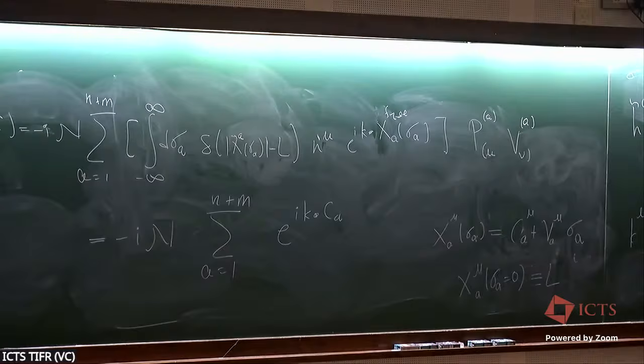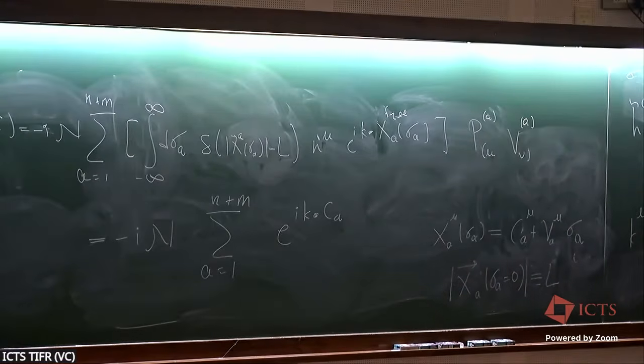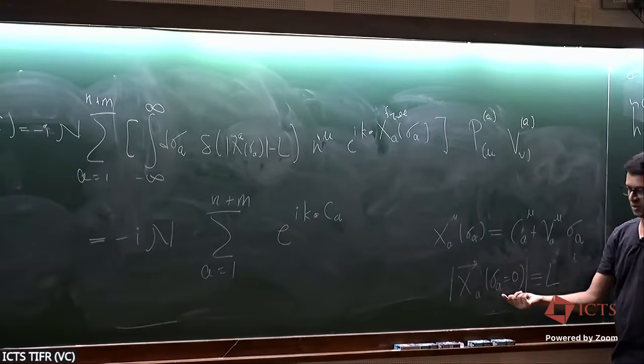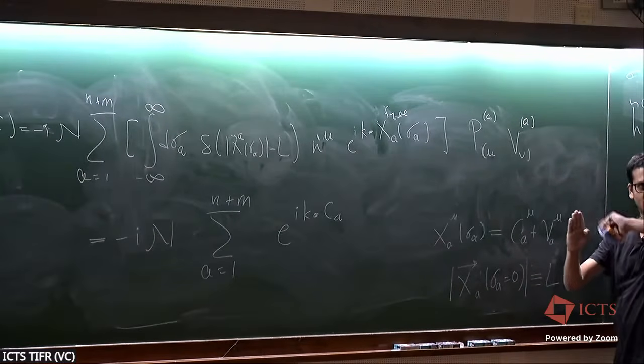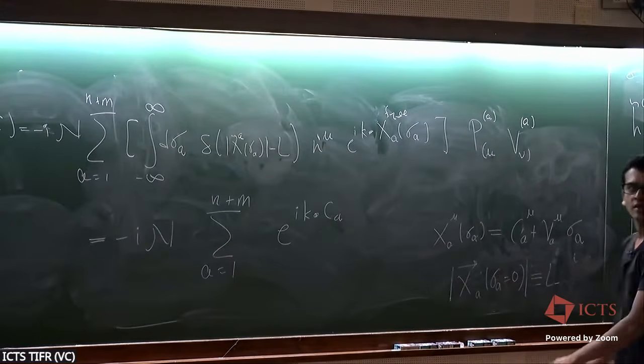That is L because, I mean, oops, mod. Thank you. Sorry. Because we are saying that it's entering the domain at sigma equal to 0. So the radius of the position of the particle at sigma equal to 0 is always exactly equal to this L. Thank you.